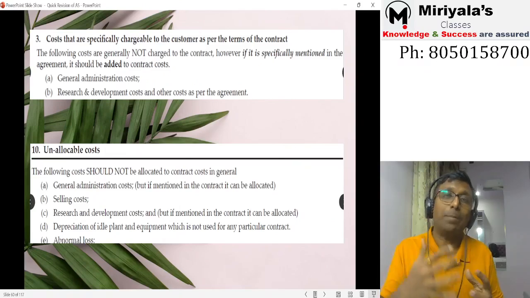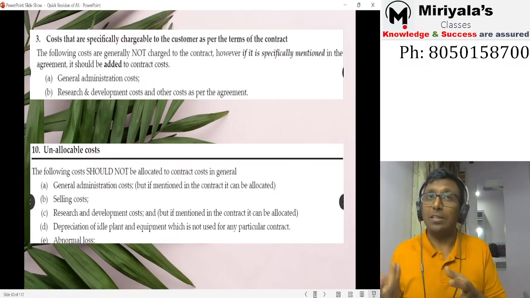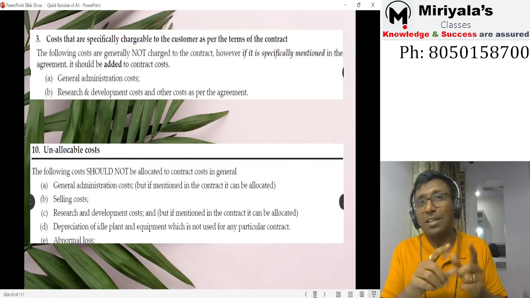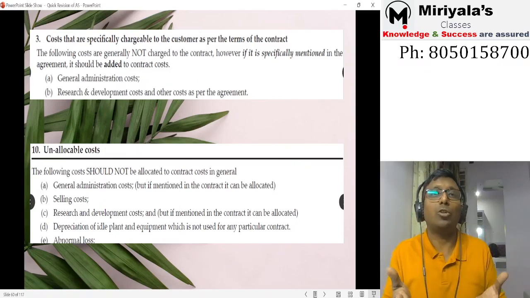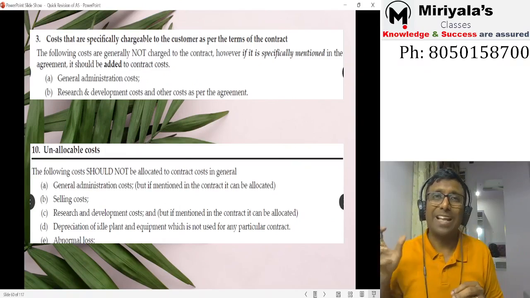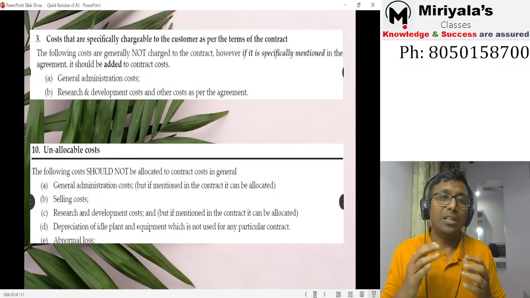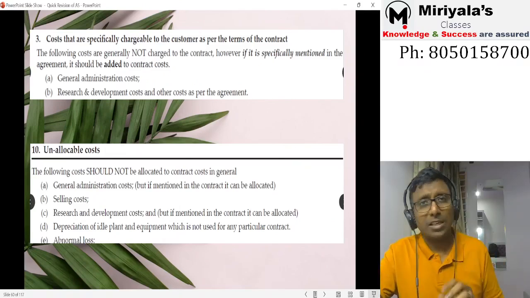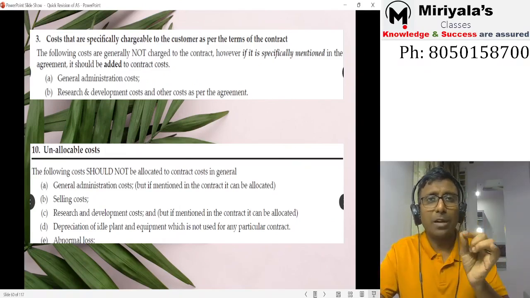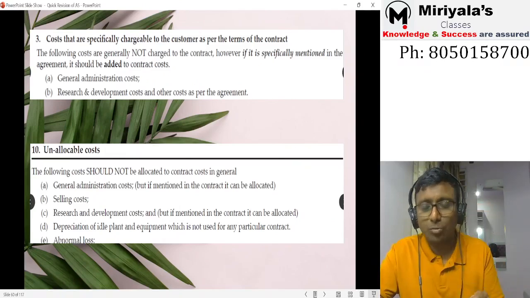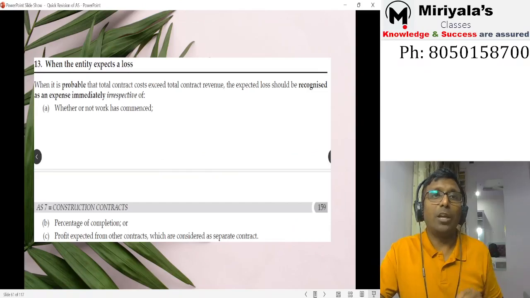Depreciation of any idle plant that is kept aside. Whether you use it or do not use it, depreciation will take place, but that depreciation cannot be allocated to any of the projects because it is during the idle time. That should be borne by the company and should be charged to the profit and loss statement. Any abnormal loss also will never be part and parcel of contract cost or fixed asset or inventory or intangible asset. It will never be. Okay, right.